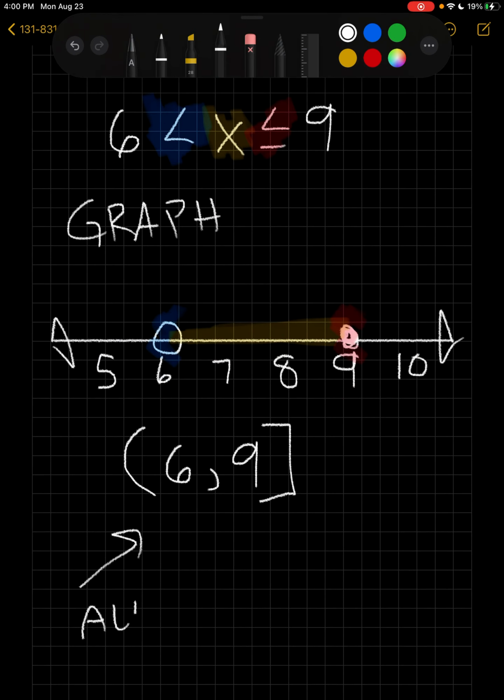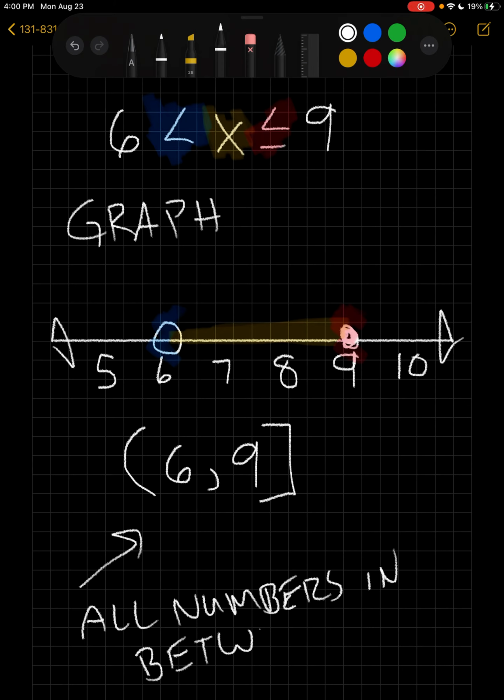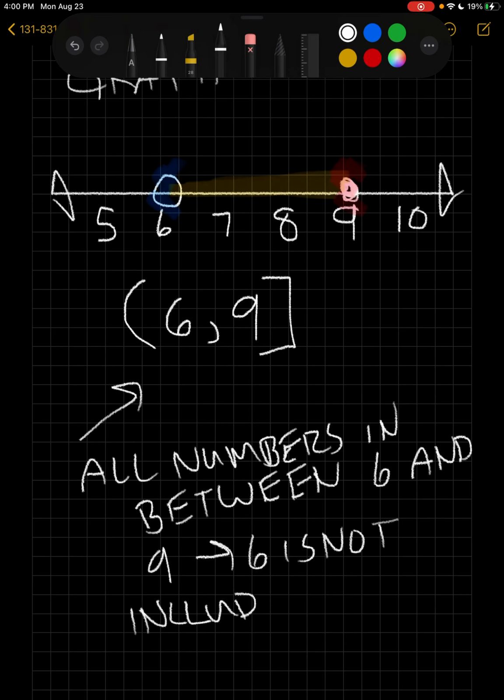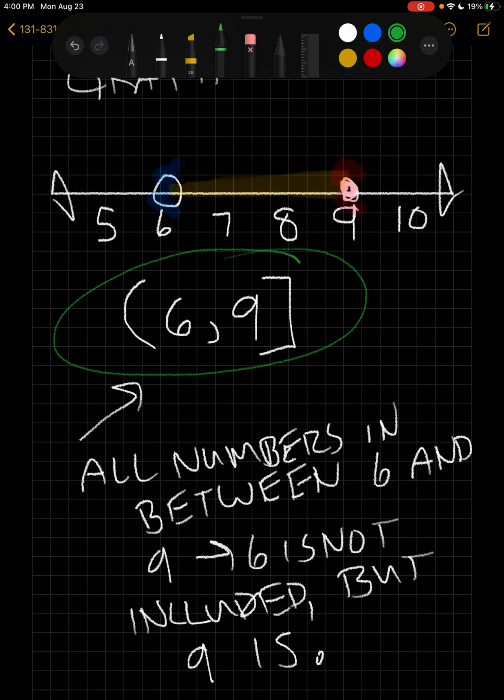And what this means is all numbers in between 6 and 9. 6 is not included, but 9 is. And when you see how many English words it takes to write that out, it starts to make sense why we might need a shorthand notation. And that would be your answer.